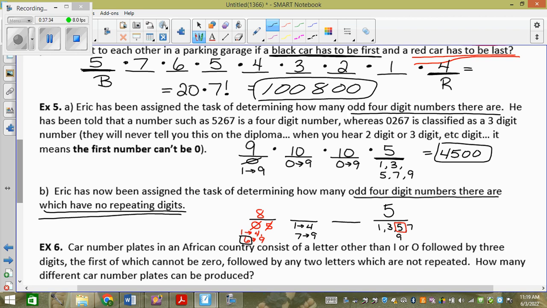The 0 couldn't be in the back blank because of why? What reason? It had to be odd, correct? I couldn't use the 0. I couldn't use the 0 in the first blank because it had to be a 4-digit number. So people will just forget that the 0 can come back in the second one. So I have to put a 0 back. So it's actually still 8.